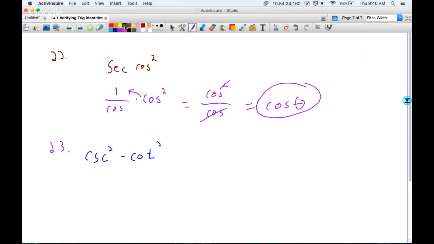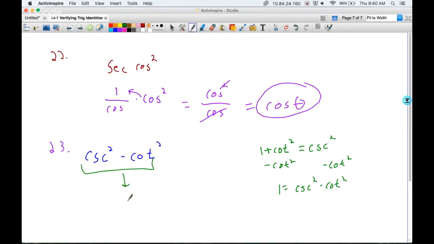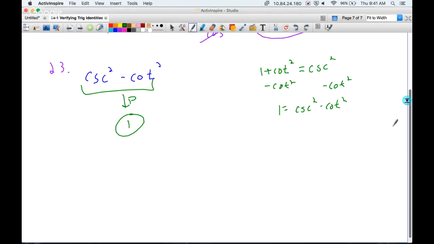So here's the identity straight off the sheet. 1 plus cotangent squared equals cosecant squared. If I just subtract a cotangent squared from both sides, I'll get that 1 equals exactly what we're seeing over there. So I can just, boom, this equals 1. Using a manipulated Pythagorean identity.